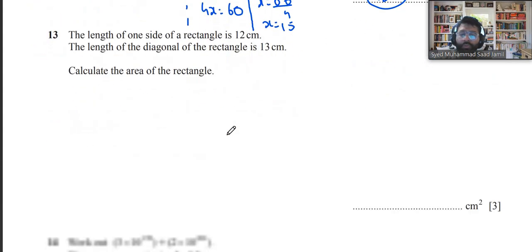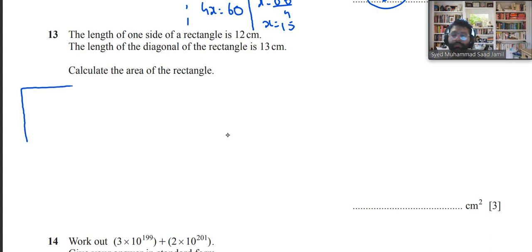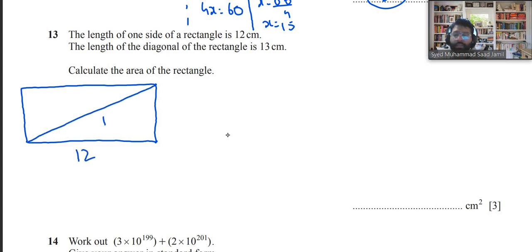Now let's move on to question 13. It says the length of one side of a rectangle is 12. The length of the diagonal of the rectangle is 13. Calculate the area of the rectangle. Look, this is very easy. Make the rectangle. So the length of one side is 12. The diagonal is 13. In order to find the area of the rectangle, it's base into height. So we don't know the height.